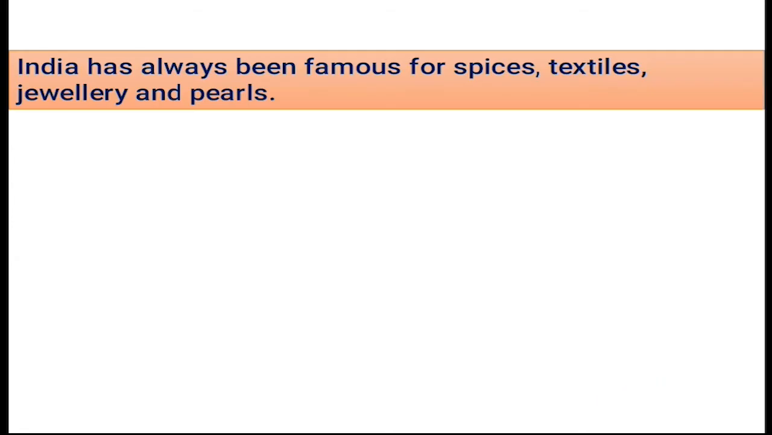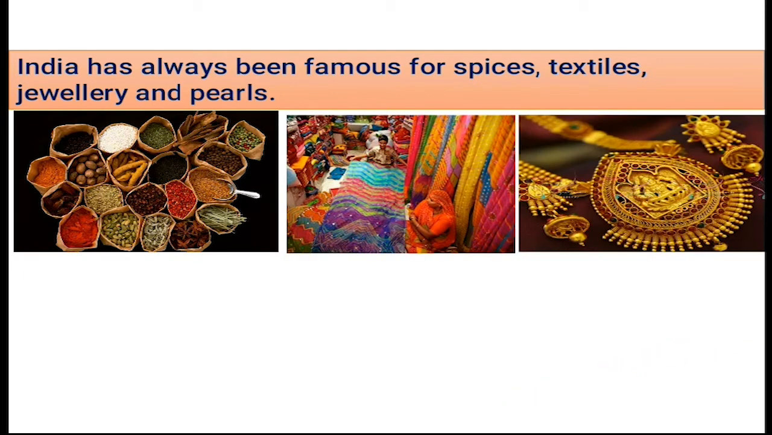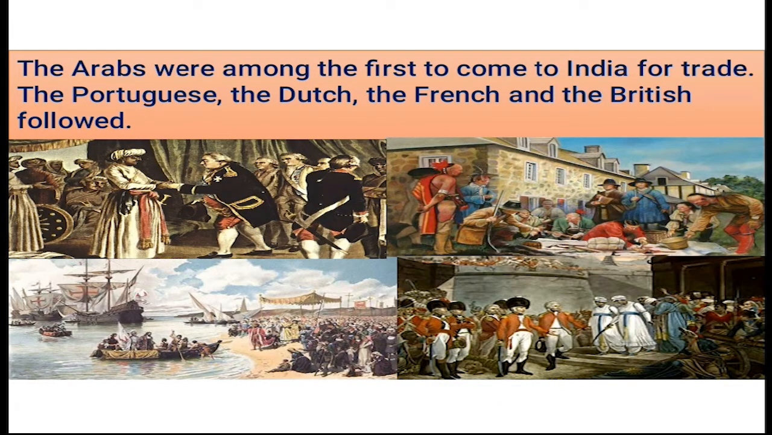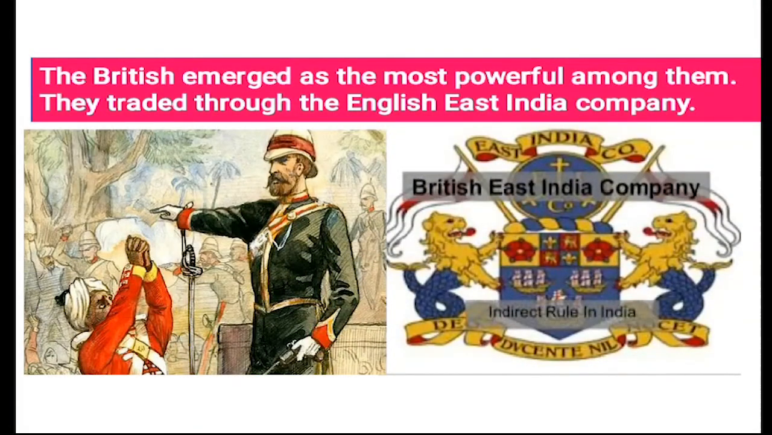India has always been famous for spices, textiles, jewellery and furs. The Arabs were among the first to come to India for trade. Then next came the Portuguese, then the French, and at the end came the British. The British emerged as the most powerful among them. They traded through the English East India Company.